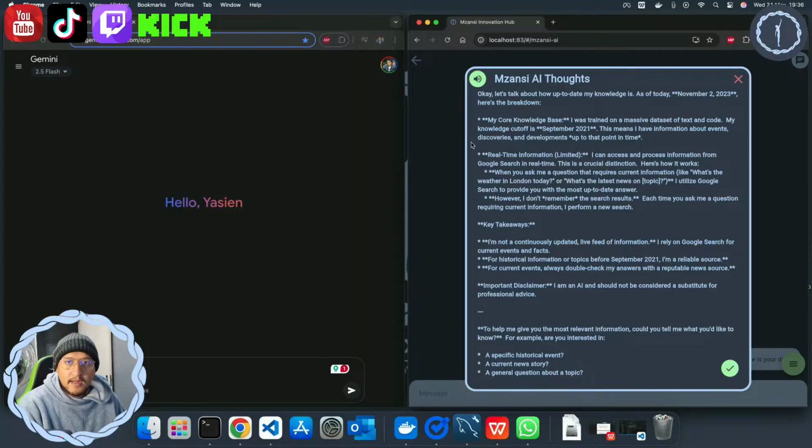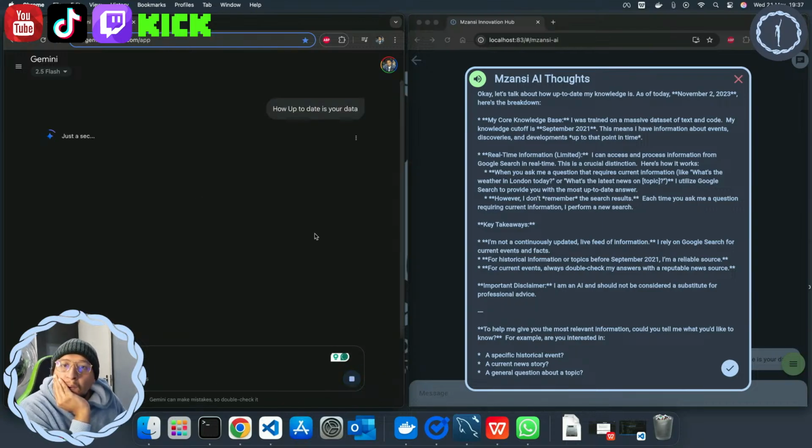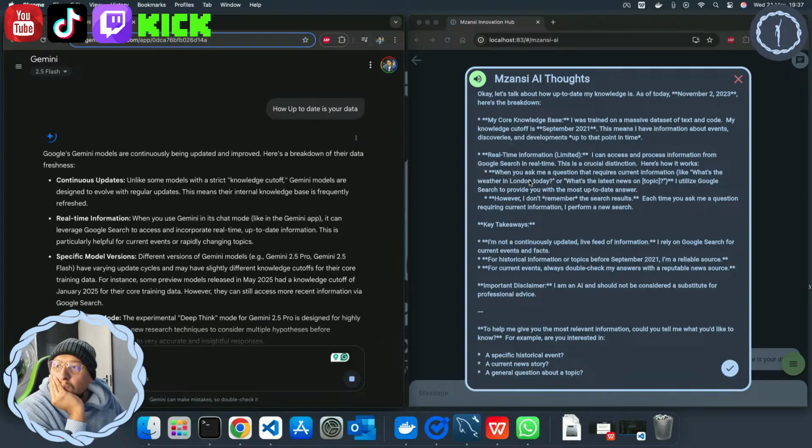Okay, let's talk about how up-to-date my knowledge is. As of today, November 2, 2023, here's the breakdown. My core knowledge base, I was trained on a massive dataset of text and code. My knowledge cutoff is September 2021. This means I have information about events, discoveries, and developments up to that point in time. Real-time information, limited. I can access and process information from Google search in real time. This is a crucial distinction.